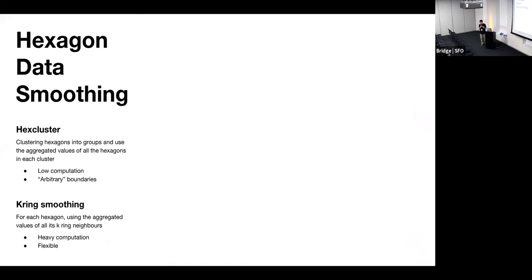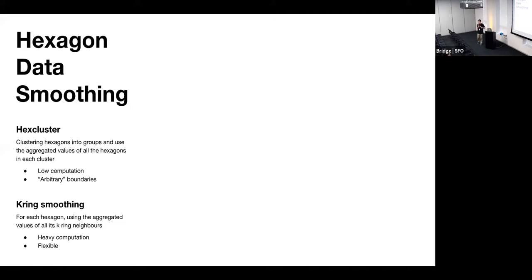So for this approach, the advantage is that we reduce the computation. We have much less data after doing aggregation, right? So it's much easier for us to train the model. It's much easier for us to do the prediction. The trade-off is that the quality of the prediction model will heavily depend on the clustering quality.